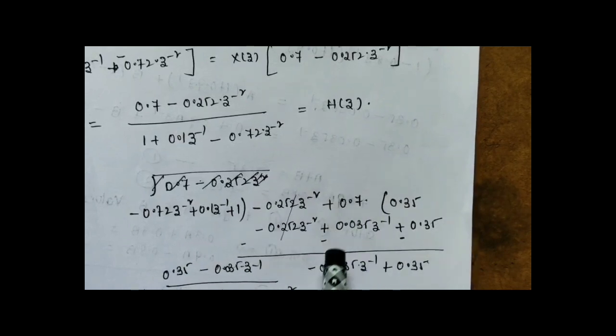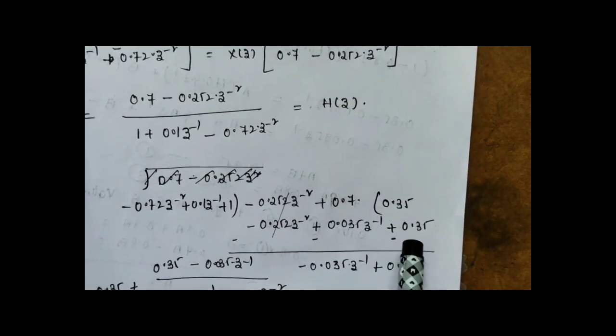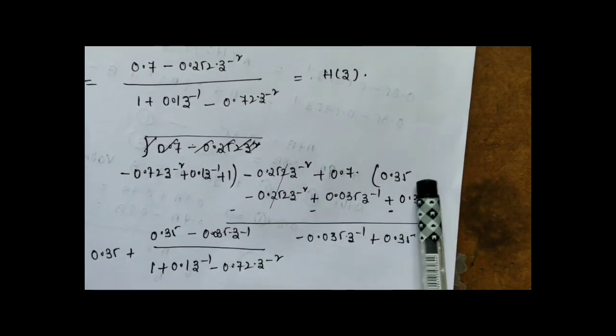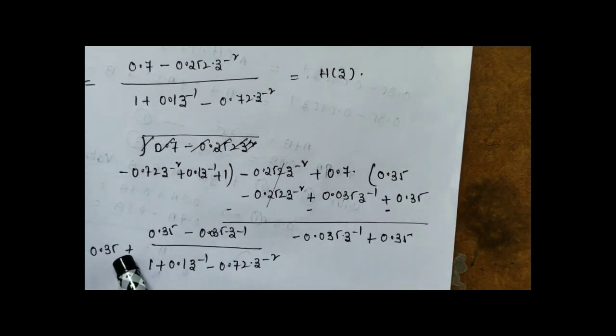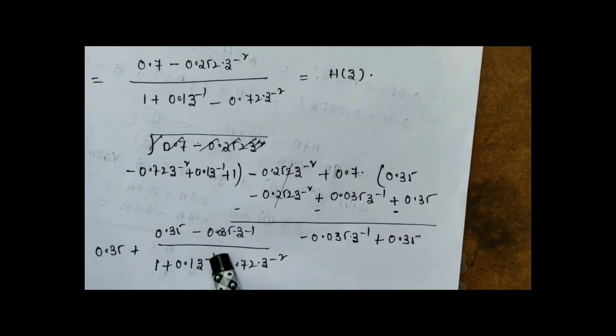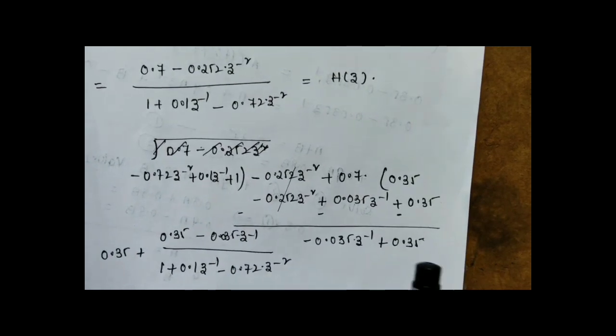So if you cancel this, the remaining thing is 0.035, and this is the constant 0.7 minus 0.35, you get 0.35. So you can write this equation as 0.35 here, and the remainder is 0.35 minus 0.035 into z power minus 1, whole divided by the denominator, 1 plus 0.1 into z power minus 1 minus 0.2 into z power minus 2.